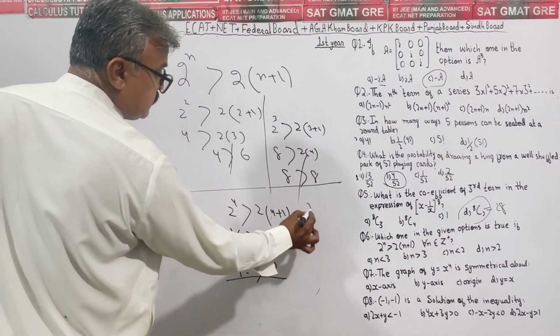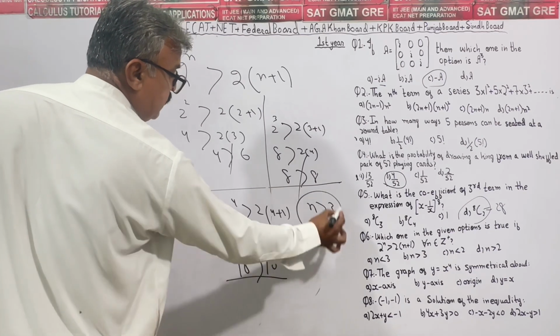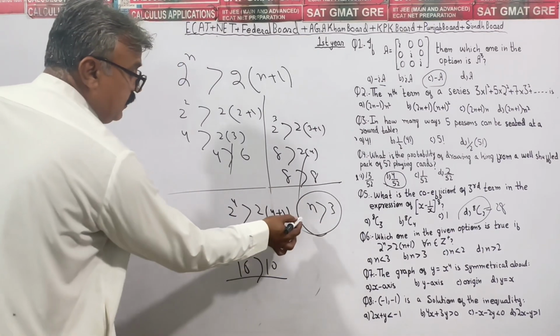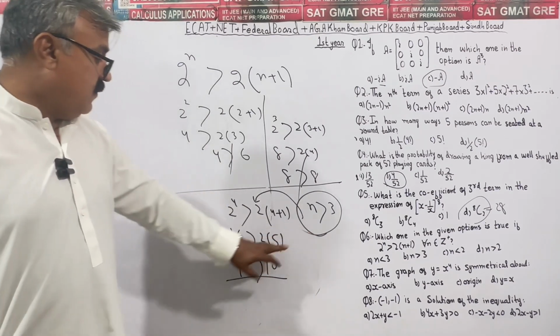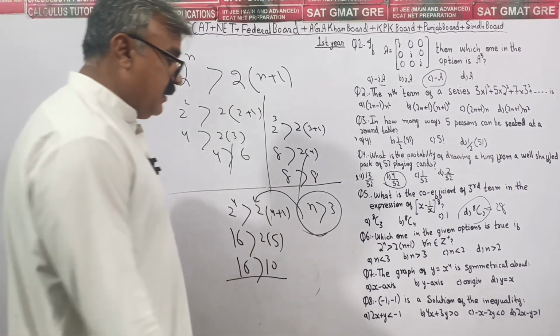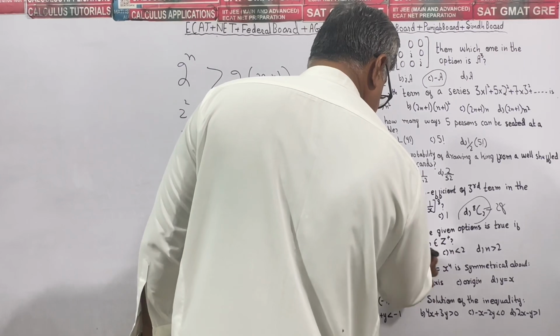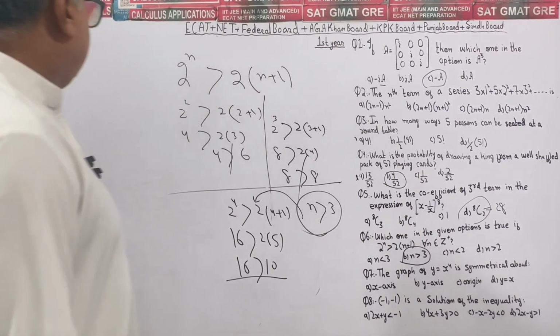Yes, n is greater than 3. n must be greater than 3 for this inequality to be valid. So our option is that n must be greater than 3.